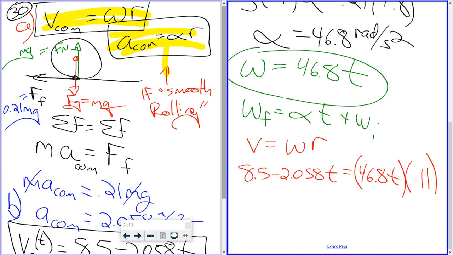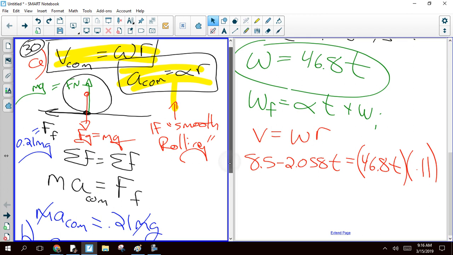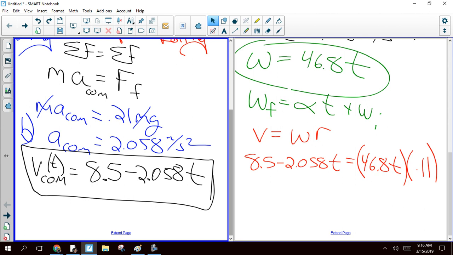Wait, when you use the two separate equations to get the different accelerations, angular and linear, what do you do with the v center of mass equals omega r once you do all that? Solve for t.